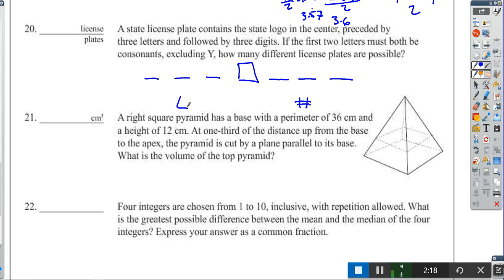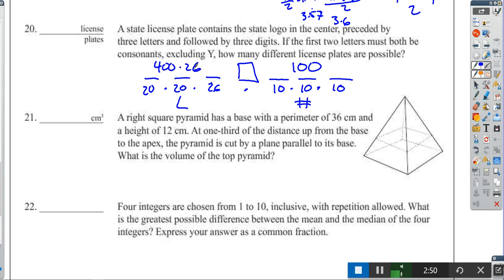And it says the first 2 letters must both be consonants, excluding y. So that means there are 20 options here. And can numbers and letters repeat on license plates? Absolutely. So we have 20 times, and this one can be anything. So that's 26 different letters. There are 10 numbers, 0 through 9. So let's multiply them together. So this side here is 1,000. This side's going to be 400 times 26.